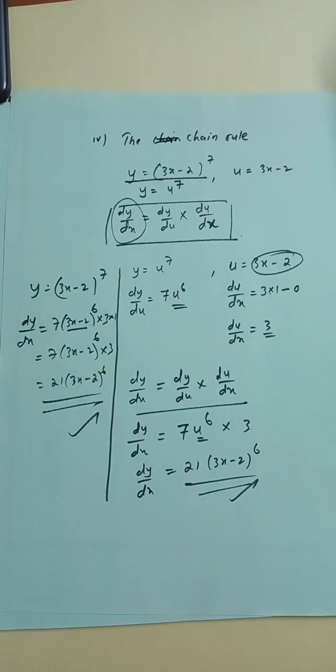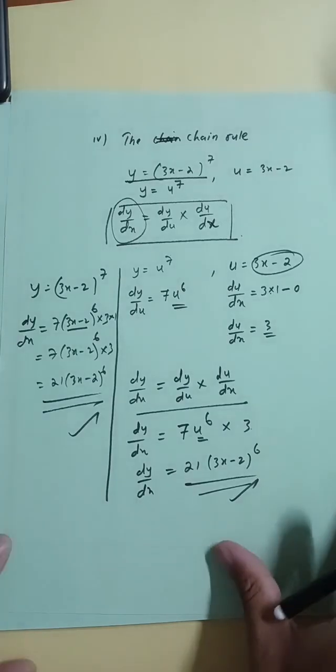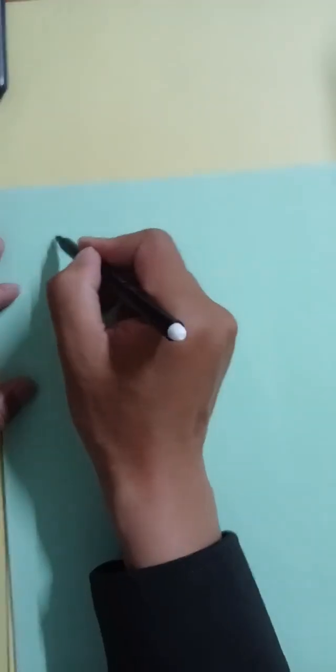Now the next thing is the product rule. So rule number 5 is the product rule. Okay, the product rule.